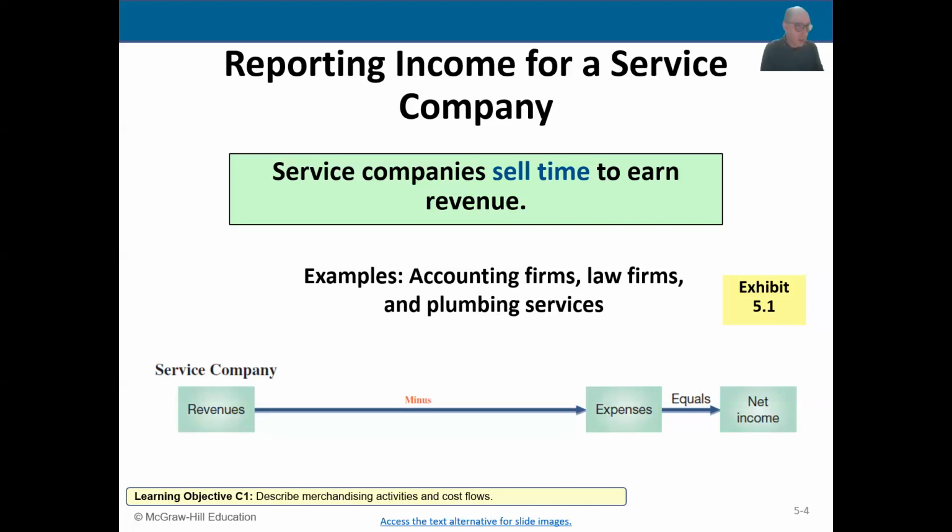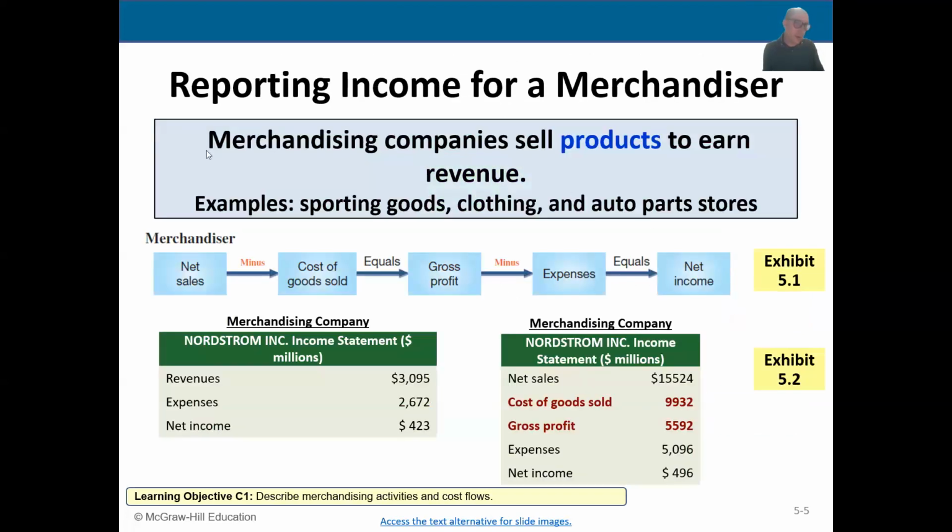So you'll notice that the income statement for a service business has revenue, which is sales, expenses, and then net income. So revenue, sales, and then they have all the expenses listed out, and at the very bottom is net income. Revenue minus expenses equals net income. That's the income statement of a service company. The reason why that's important to remember is because when we're comparing a service company to a merchandiser or a retailer, there's a couple of additional steps in that income statement.